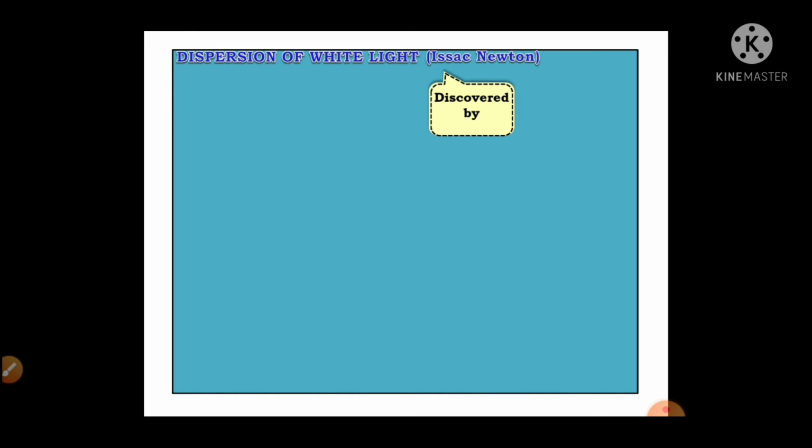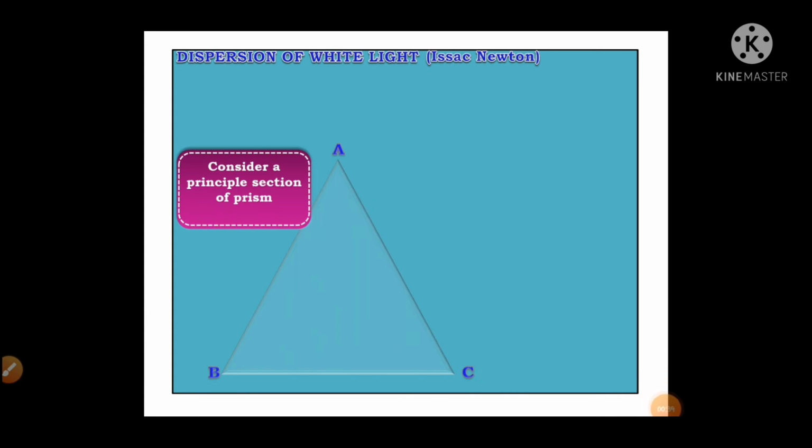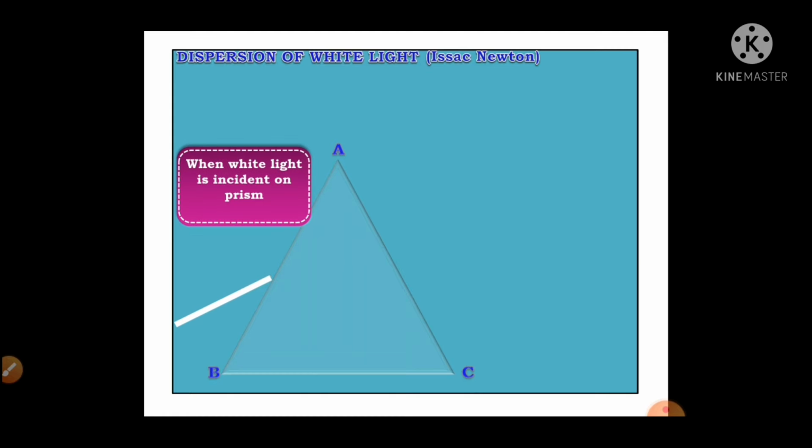Discovered by Isaac Newton. This concept which we are going to study today, that concept was told by Newton. So pay attention. Now we'll consider a principal section of a prism. This is considered to be the prism. You have seen the prism is basically made up of glass, and we'll consider this triangular form as a prism.